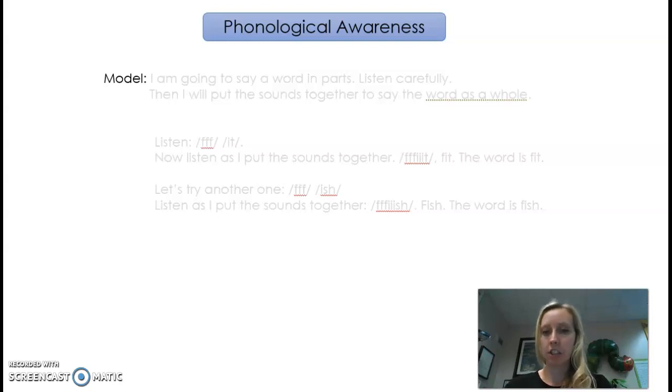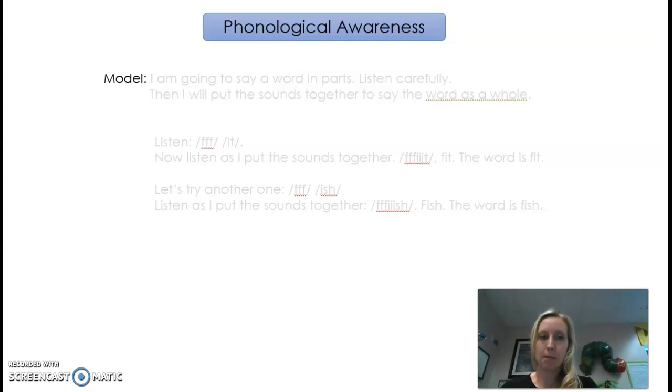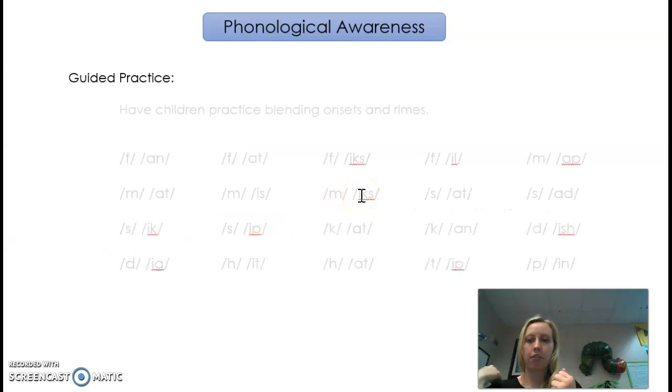So I will go first and I'll show you how I do this with my kids in the classroom. So I go like this. This means it's my turn. This means it's your turn. And then we put it together. So it. Then you'd go it. Fit. Okay. Here we go.